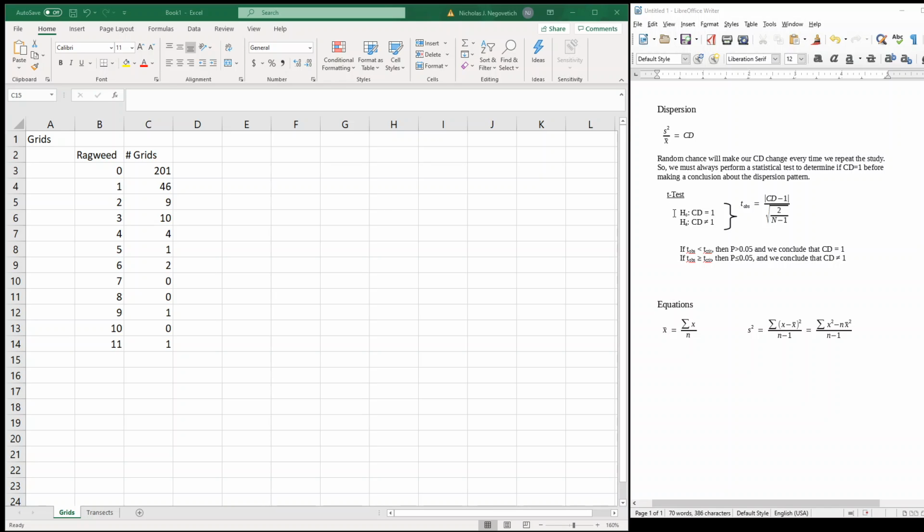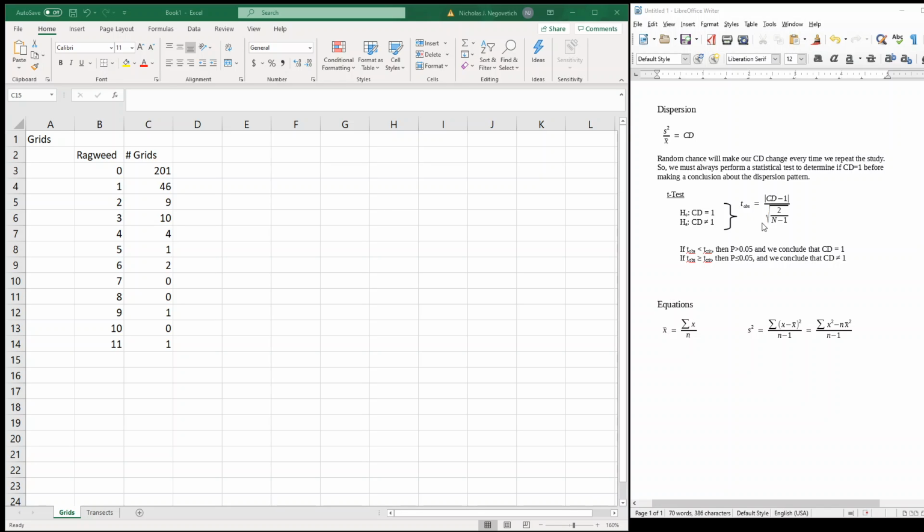Now with our t-test, we are testing if our coefficient of dispersion is equal to 1. So that's our null hypothesis. Our alternate hypothesis is that the coefficient of dispersion is not equal to 1. We're going to test these hypotheses by calculating a t-observed value. This t-observed value is going to utilize this equation: coefficient of dispersion minus 1, divided by the square root of 2 over our sample size minus 1.